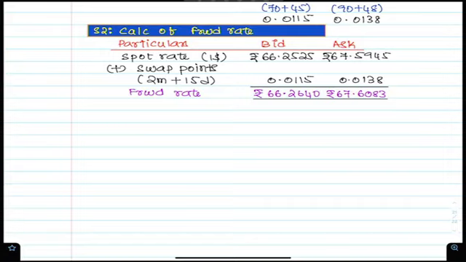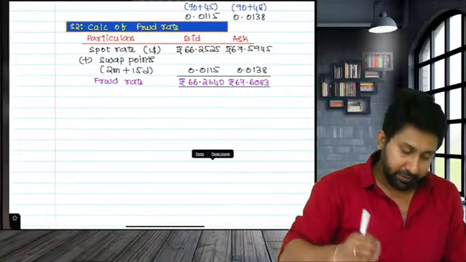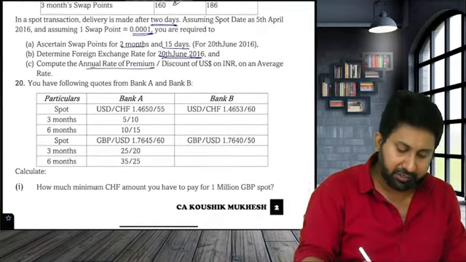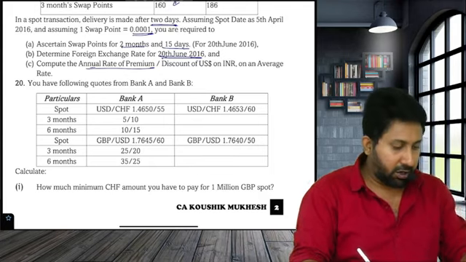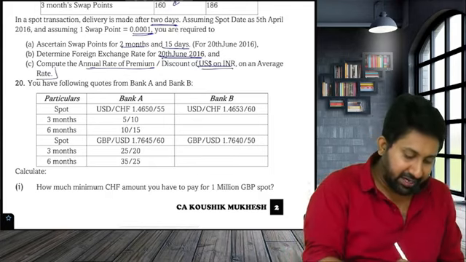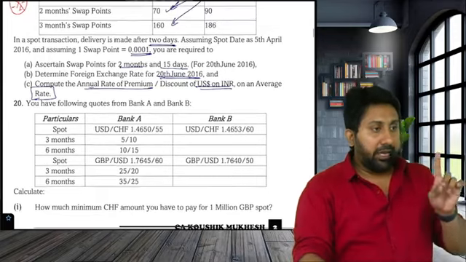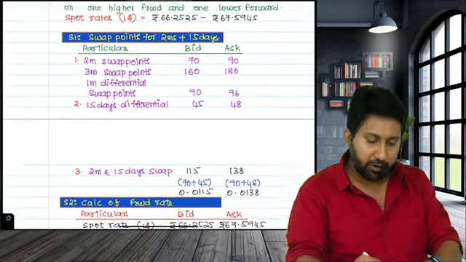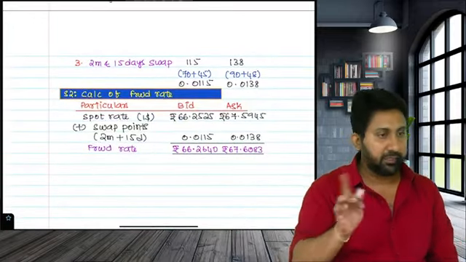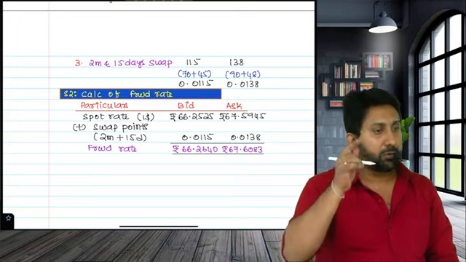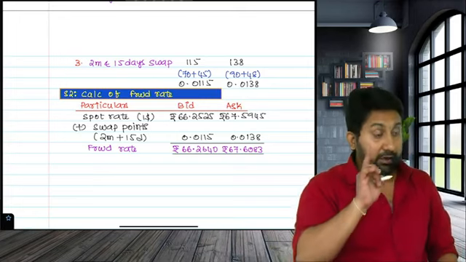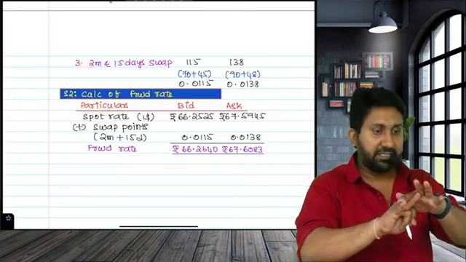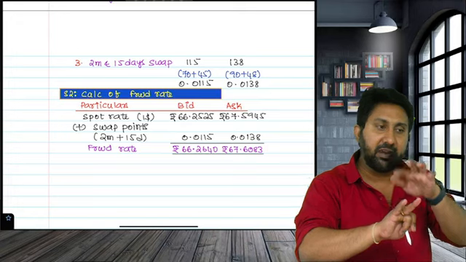So the next question in the same point. See here what he is asking. Compute annual rate of premium or discount of US dollar on INR on an average rate. Means what? If you observe, there are forward rate and spot rate. 66.2525 is the spot rate. 66.2640 is the forward rate. There is bid rate, there is ask rate. Ask spot is there, ask forward is there. Bid spot is there, bid forward is there.